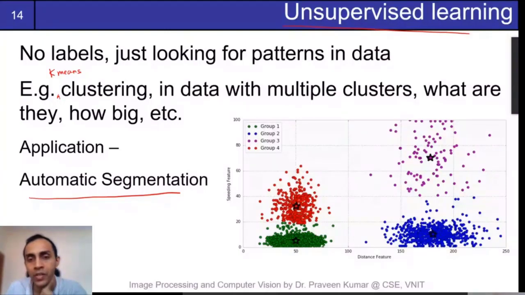You just need the data points, and based on the distribution in the n-dimensional space, it tries to cluster them into different groups, and based on that, it comes up with a label. We had seen how k-means clustering performs for segmentation tasks earlier, so we will not review it again.